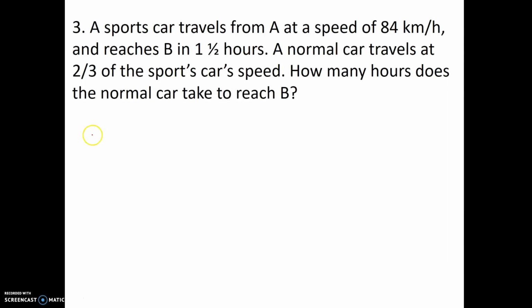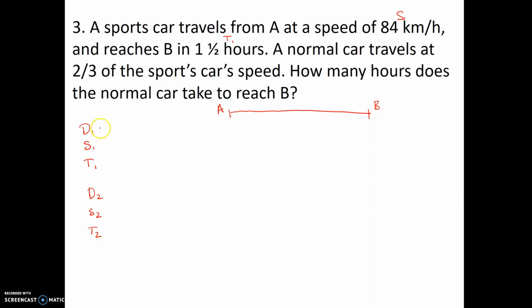All right, well, I hope you started out by making a chart that looks like this, and possibly a model. That's what I'm doing. It says a sports car travels from point A at a speed of 84 kilometers per hour and reaches B in 1.5 hours. There's my speed one right there and my time one. A normal car travels at 2/3 of the sports car's speed. How many hours does the normal car take to reach B?